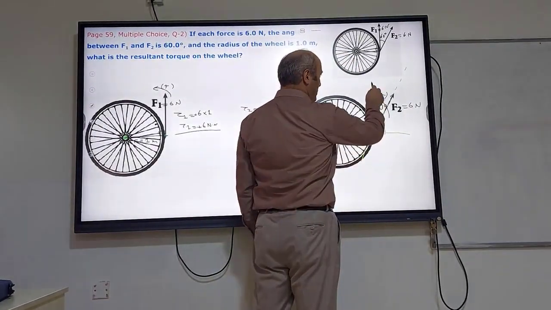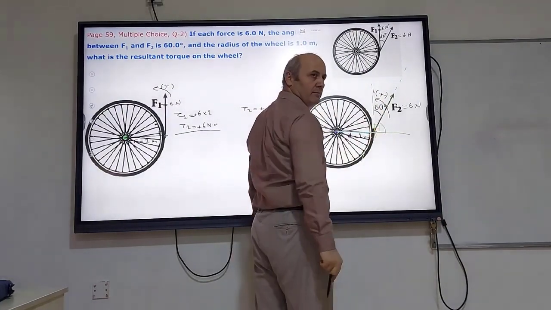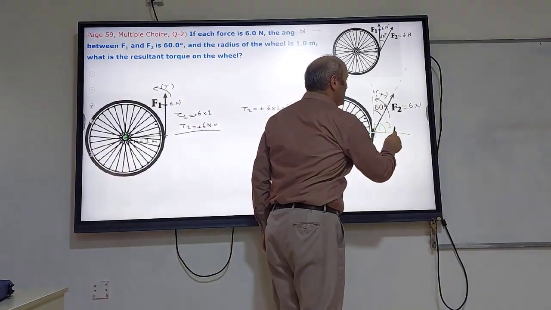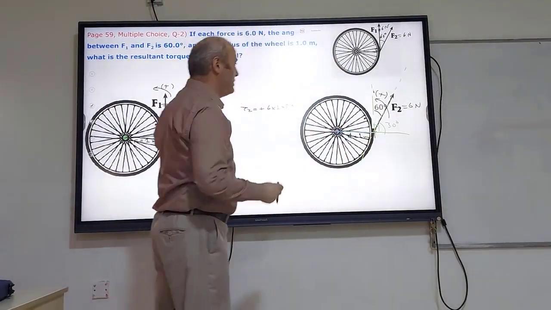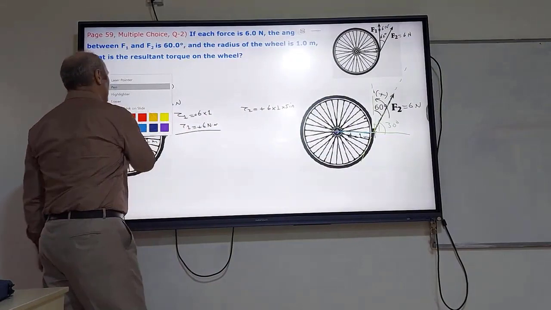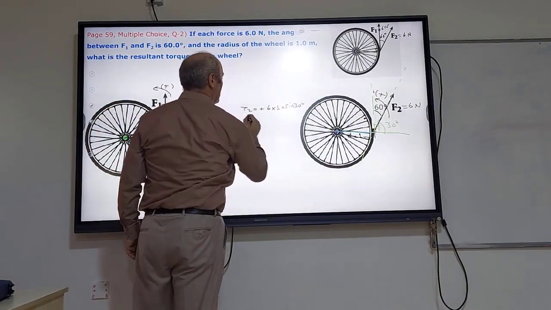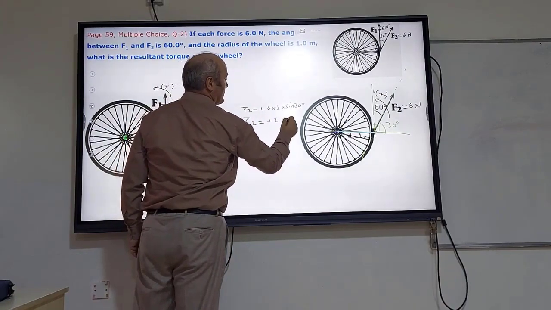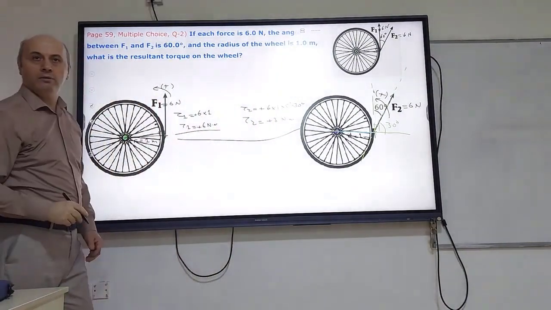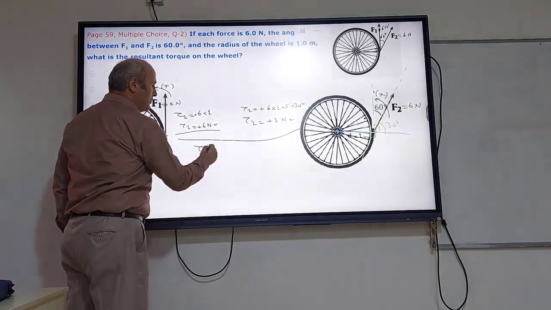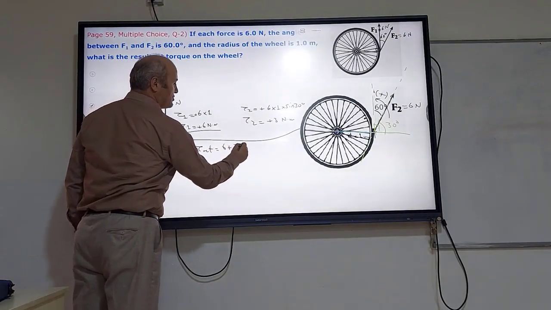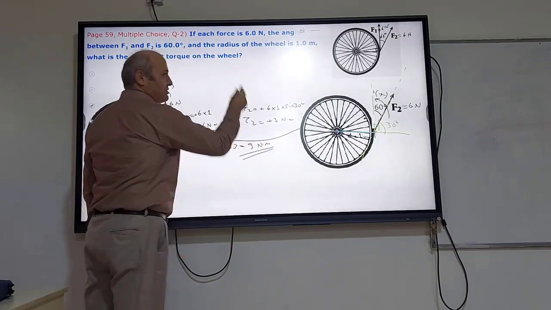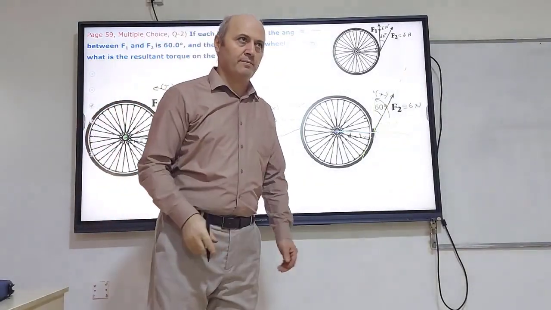But how much? This is 90. We have to subtract 60 from 90. The angle is going to be 30. So then I will write in here 30. Result, torque 2 is going to be positive 3 Newton meter. Then net torque, the sum of them. 6 plus 3, result is going to be 9 Newton meter. This is a few minutes' time to ask me this question.